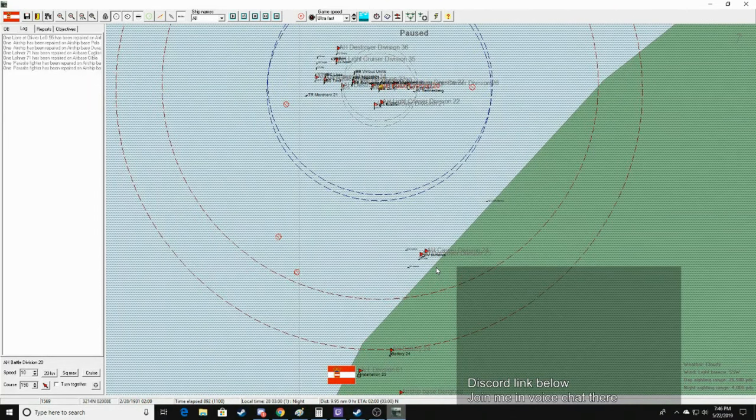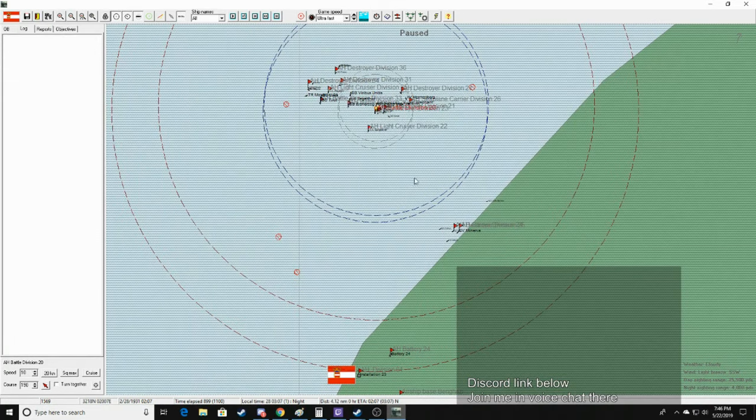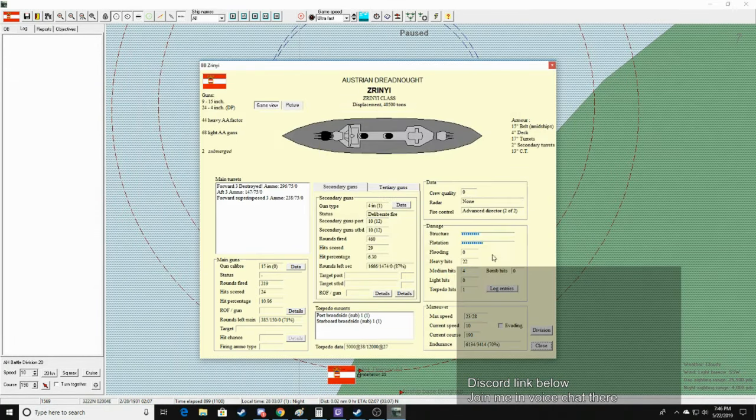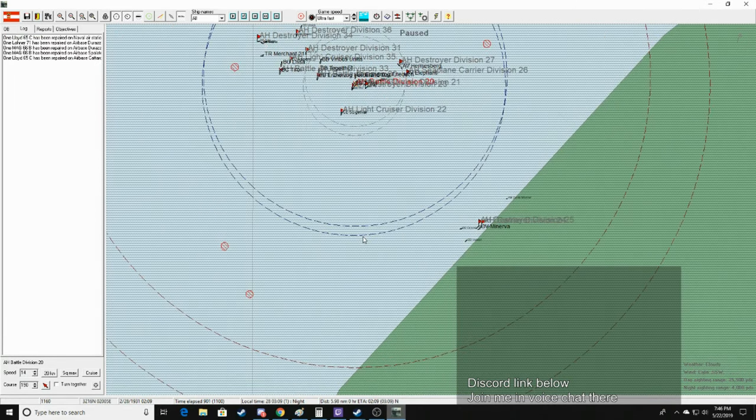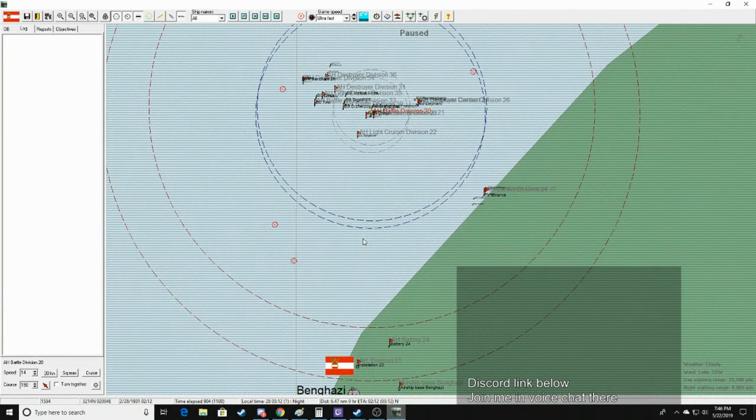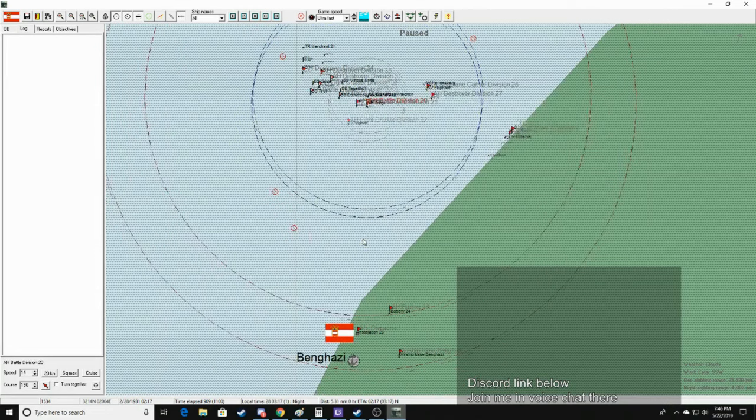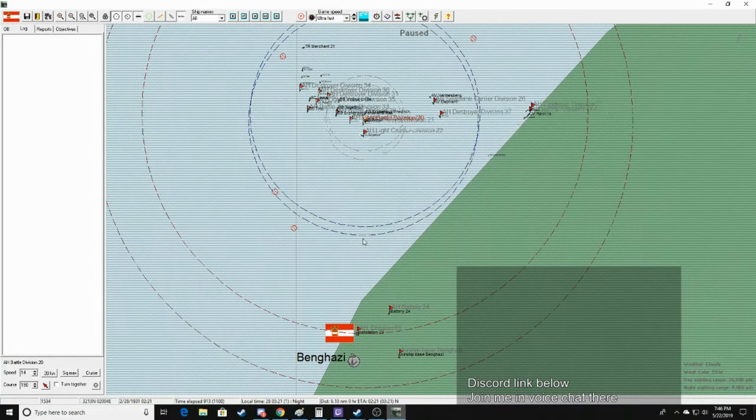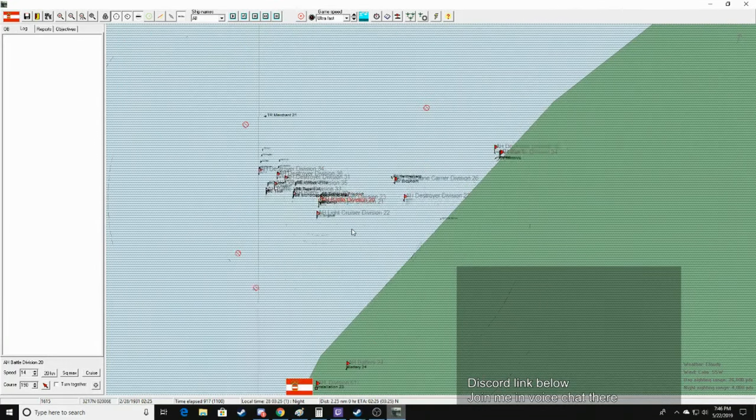Once we get close to port, I will order her detached. Try to send her into port. How good is Zrini right now? We're going to go 14 knots. Alright. This ghost has lost contact with division.